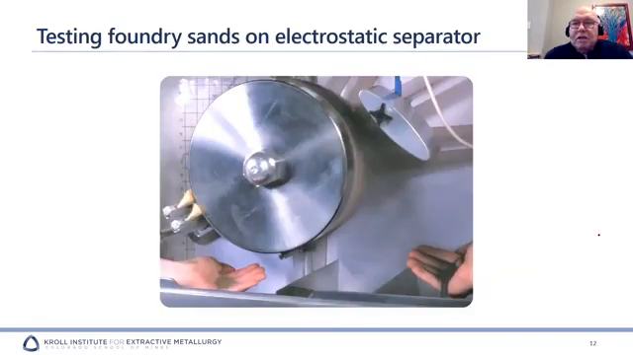This is what one looks like here. This is one version of the electrode, and you can see the products coming off. Here you can kind of see the conductors coming off here and the non-conductors coming around and getting brushed off the drum over here.